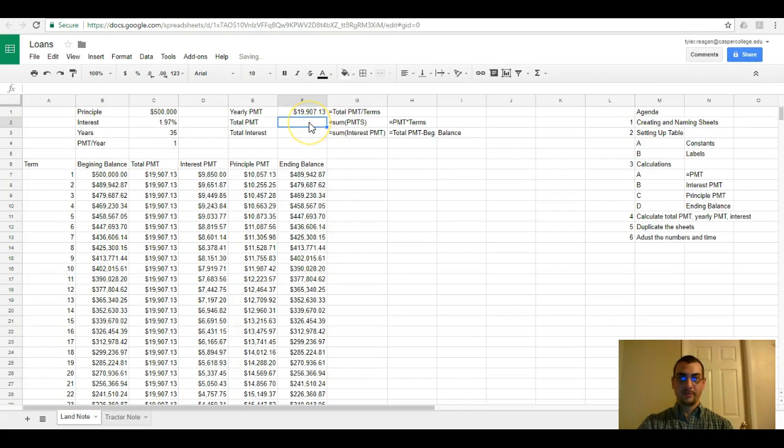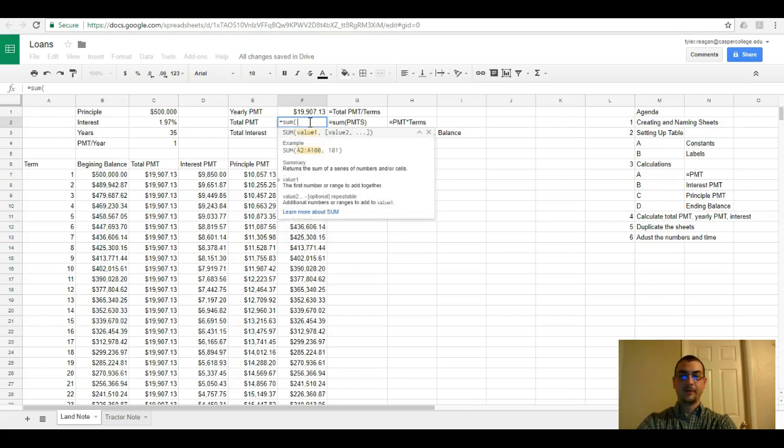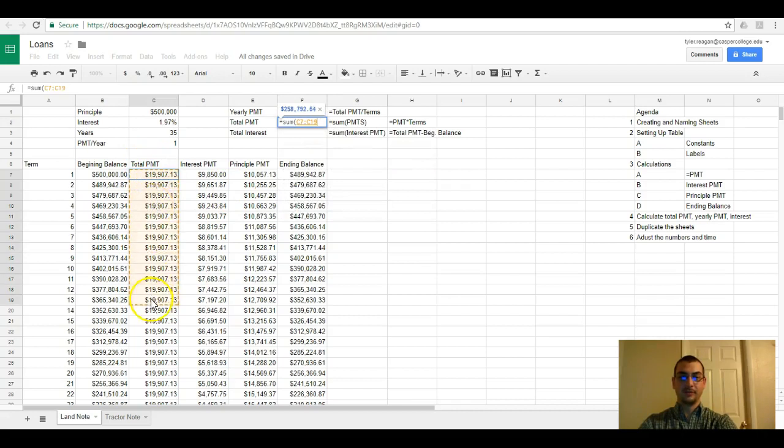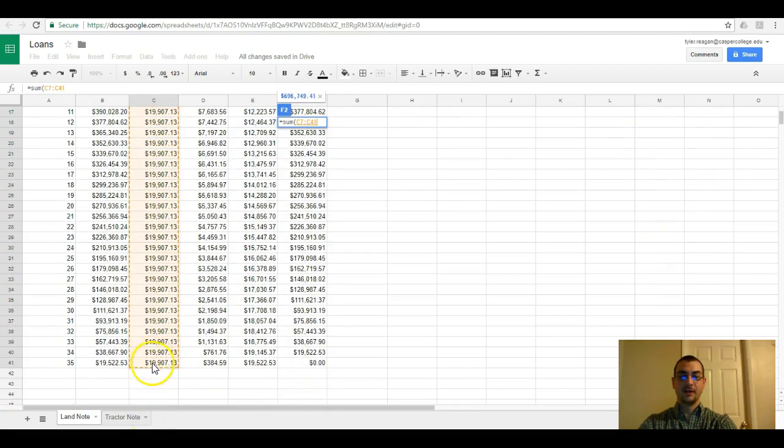The total payment is going to equal the sum of all of the payments. So in order to calculate this, you can say equals sum, meaning just add up everything. You can see that sum means return the sum of the series of numbers and/or cells. So then you can just add up all of these payments, and that's going to tell you exactly how much you pay total for that land.